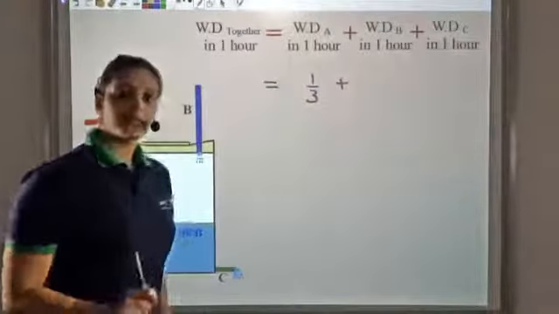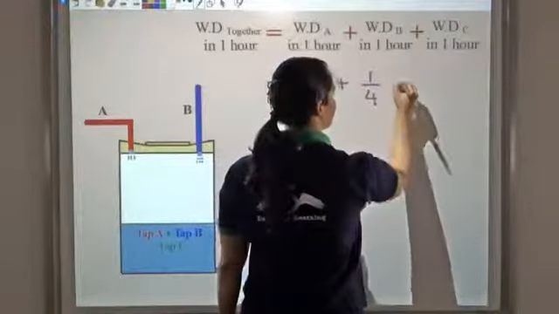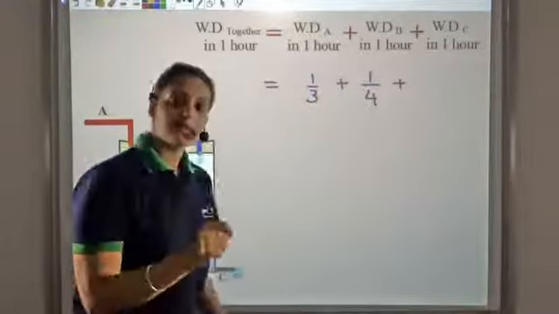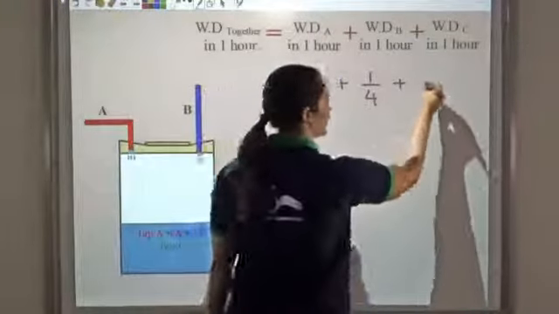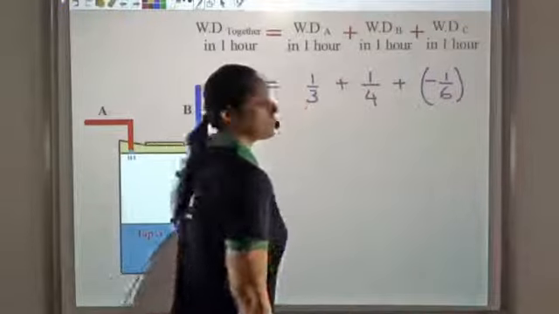Work done by B: B was filling 1/4 of the tank. And what about C? C was emptying 1/6 of the tank, so negative 1 by 6. This is what I get.